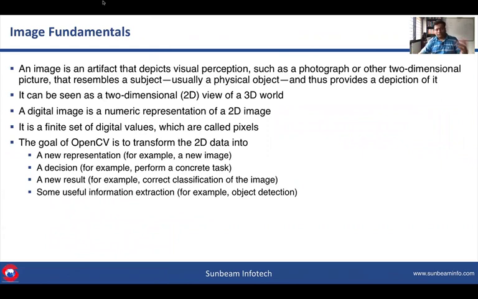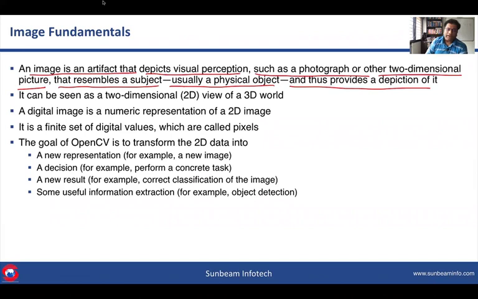Now, if you want to deal with OpenCV, you need to understand what images are. Unless you understand what images are and how they are stored on the disk, you cannot use OpenCV. So let's understand what images are, then see how an image is stored on the disk, and then we'll use OpenCV to load the image and do some kind of processing there. When you talk about an image, what is an image or what is a photo? An image is an artifact that depicts visual perception, such as a photograph or other two-dimensional picture that resembles a subject, usually a physical object, and thus provides a depiction of it.